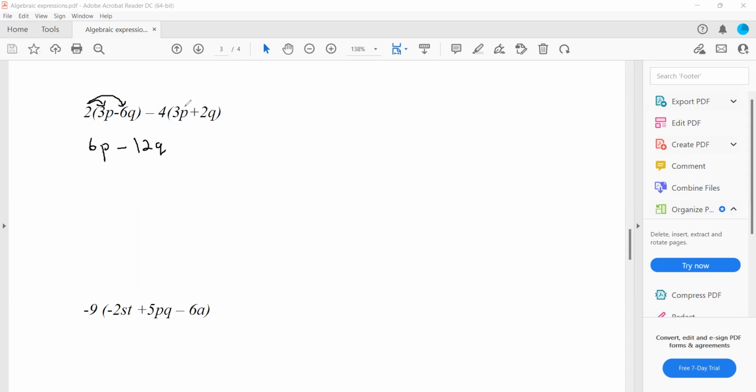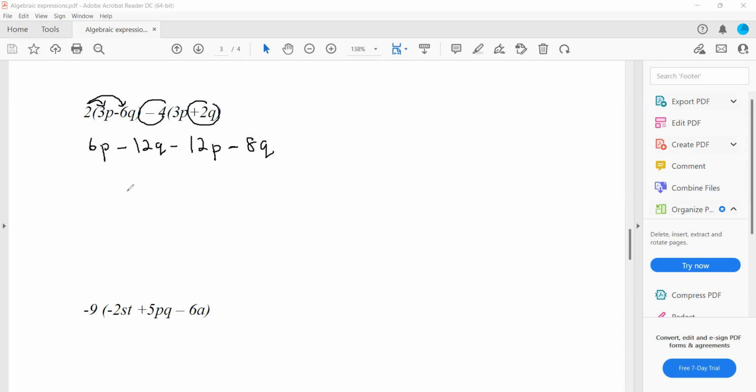So negative 4 times 3p. So that actually produces negative 12p. Okay, and also negative 12. Okay, with this, that means you will get minus 8q. Okay, next step is we want to put similar things together.